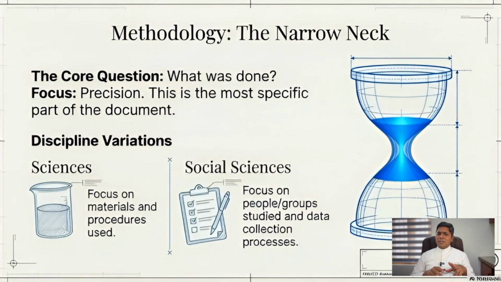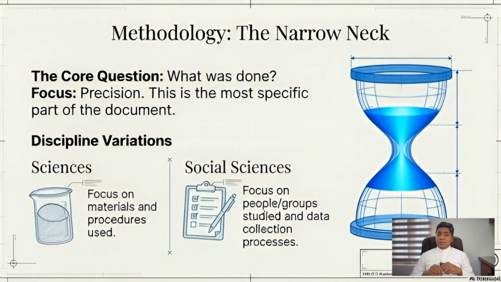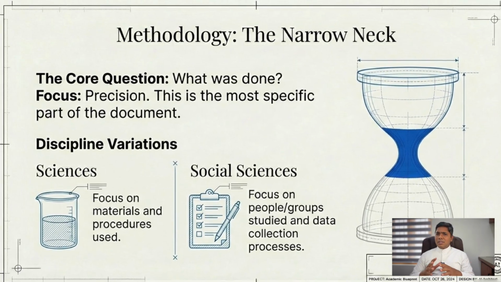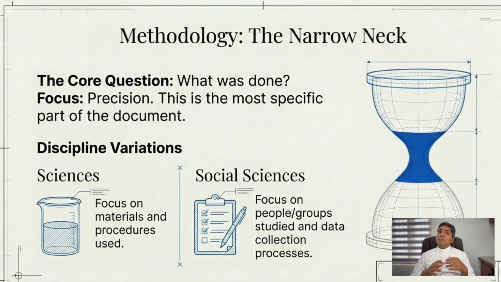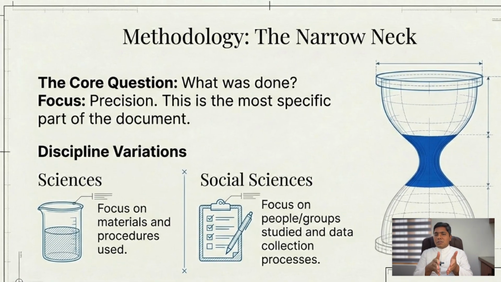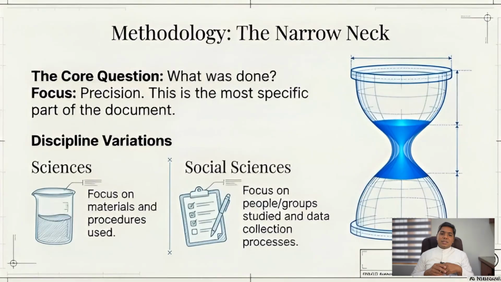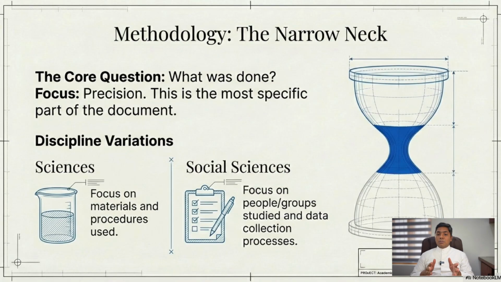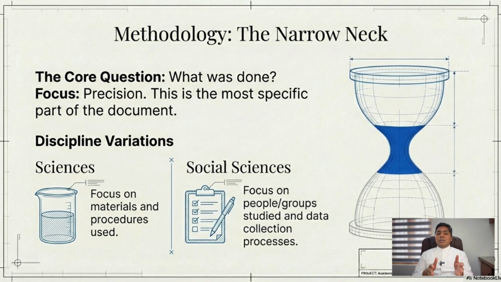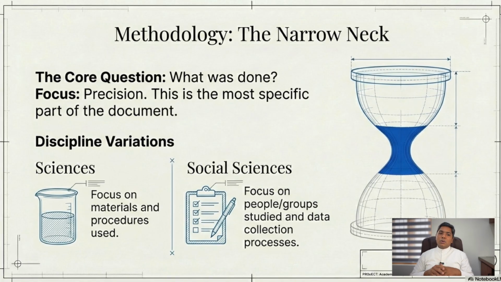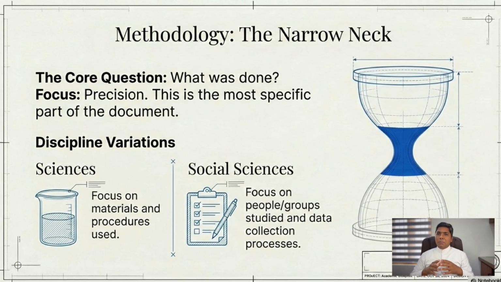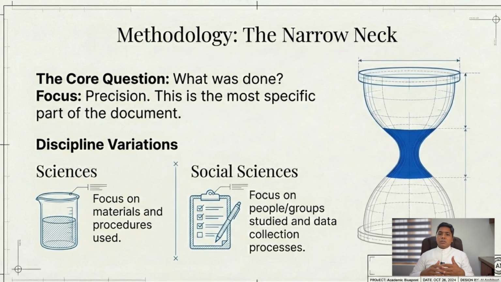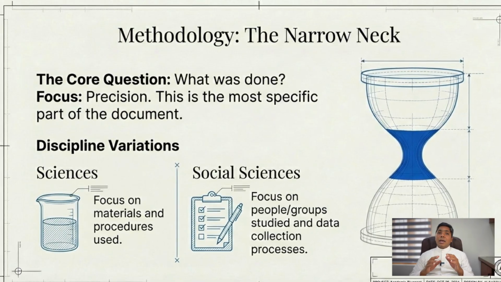In science subjects, this includes materials. That is, what equipment you have used, what chemicals you have used, or the specimens you have used, and the procedure, the step-by-step process you follow. But coming to social science subjects, it describes the people or group you have studied, your sampling strategy, how you have selected the sample or your data, the methods you have used to collect data, like surveys, interviews, observations, etc., and your analytical approach.